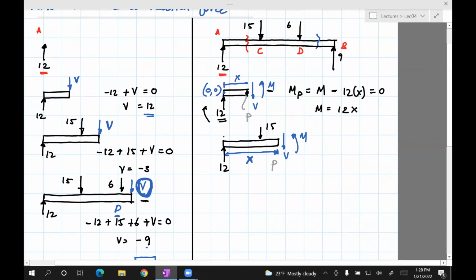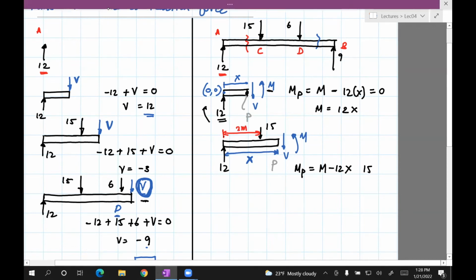Okay, so let's write down the equation of equilibrium now about P. MP equals M, again counterclockwise, so it's easy. 12 is going to be clockwise, so 12 times X, since the X changed here to be between C and D, that won't change. However, when you write the moment for 15, we have 15 times the distance. Now, if you remember, the distance from 12 to 15 is 2 meters. So all I need to do is subtract 2 from X, X minus 2.